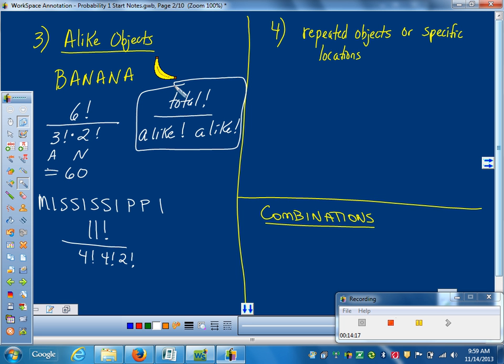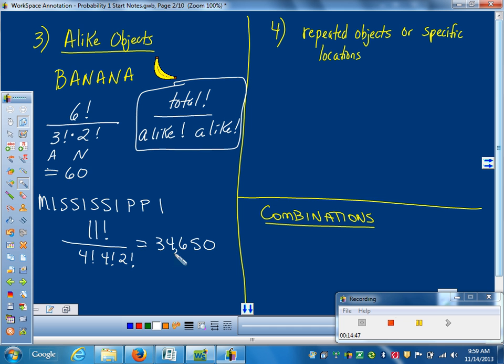And the journal, yeah. Just so you know, that was 34,650. All right, 34,650 different patterns you can make out of the letters in Mississippi.